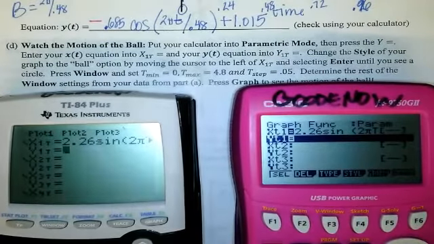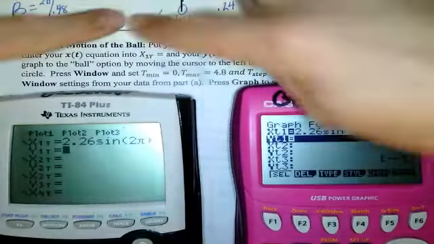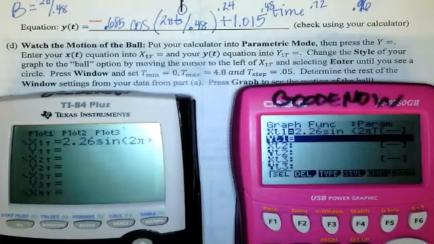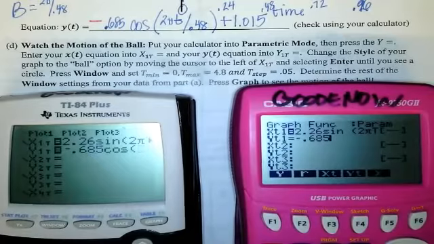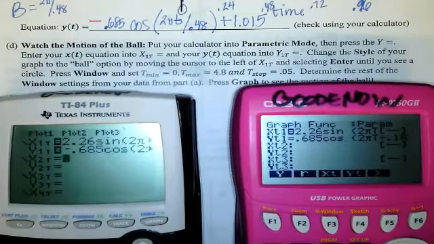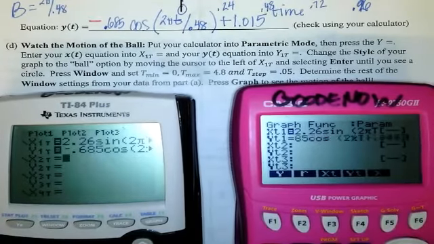All right, and then you're going to put the y of t equation, so this equation, into the y1t equation there. So negative 0.685 cosine of 2 pi t divided by 0.48 plus 1.015.